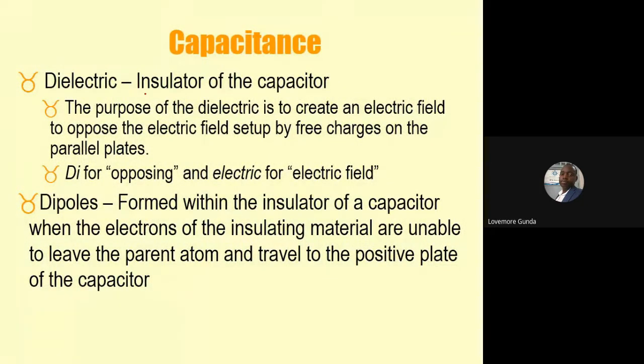So the dielectrics, the insulator of the capacitor, the purpose is to create an electric field to oppose the electric field set up by free charges on the parallel plates. That's why if you realize the positive terminal, we have a net negative inside the capacitor. In the negative terminal, we have a net positive in the capacitor. So it creates a field that opposes the field set up by the free charges on the parallel metallic plates, right?